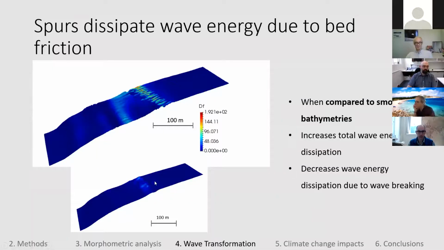So in the models, we were able to compare to smooth bathymetries. And we see effects like this where there's high dissipation due to bed friction across the spurs compared to a smooth model where we don't see dissipation due to bed friction. So when the spurs and grooves are present, you see an increase in total wave energy dissipation and a decrease in wave energy dissipation due to breaking, as a lot of the energy is extracted due to bed friction.